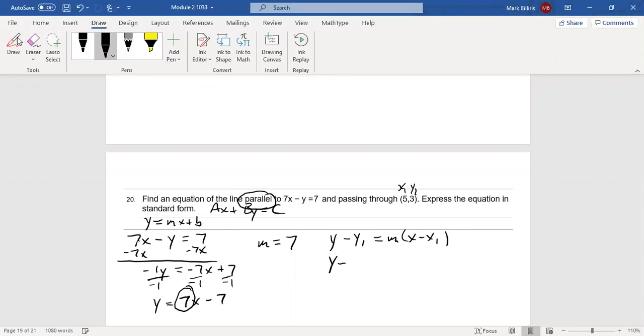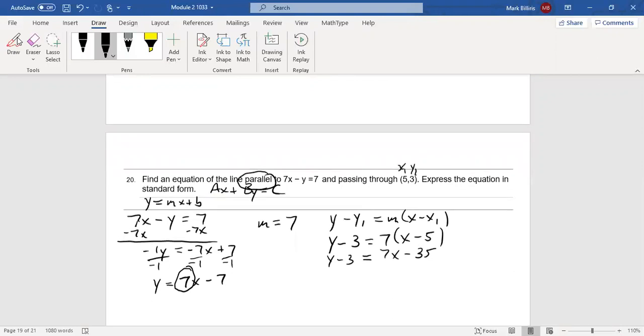So I have y minus y sub 1, which in this case is 3, equals my slope, which I just found to be 7, times x minus 5. So I have y minus 3 equals, I'm going to distribute the 7 times the x and the minus 5.